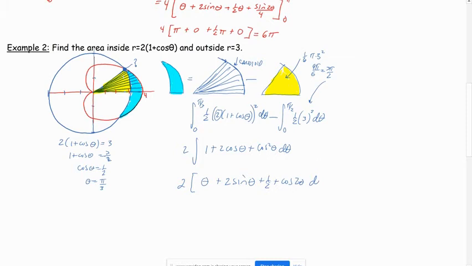Actually, that's what this is equal to. Cosine squared theta is equal to 1/2 plus cosine of 2 theta over 2. So when we take the antiderivative, that's going to give us 1/2 theta plus sine of 2 theta over 4 from 0 to pi over 3.